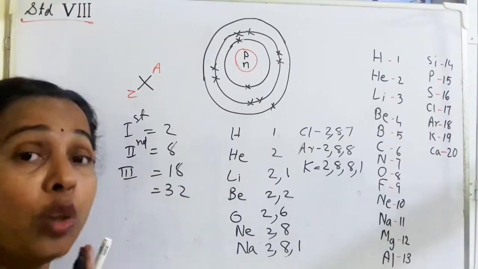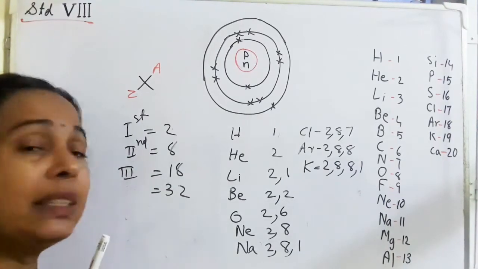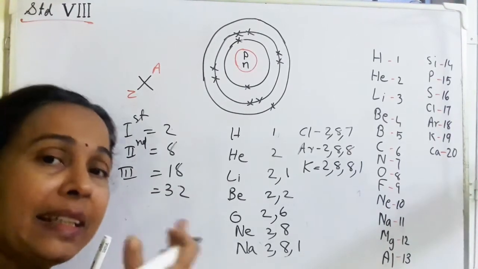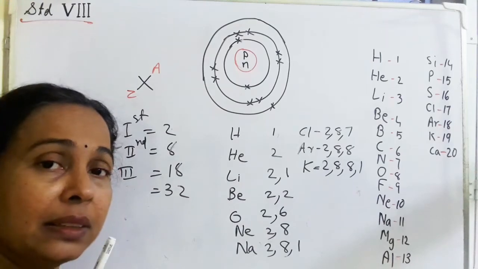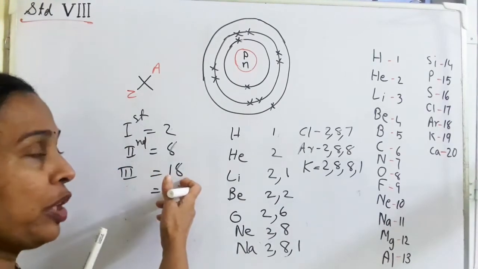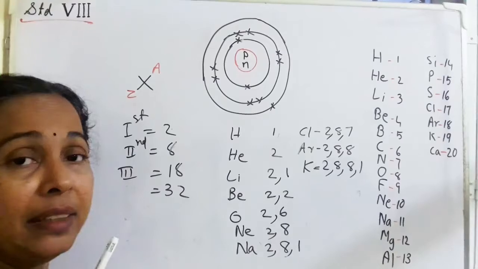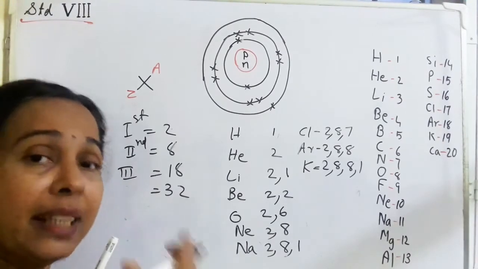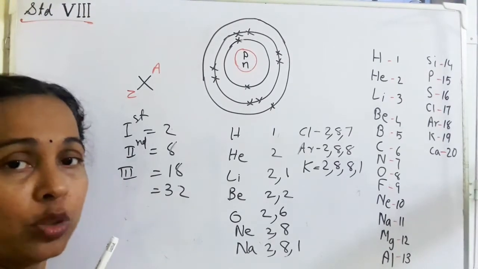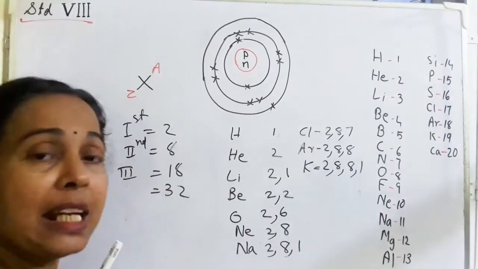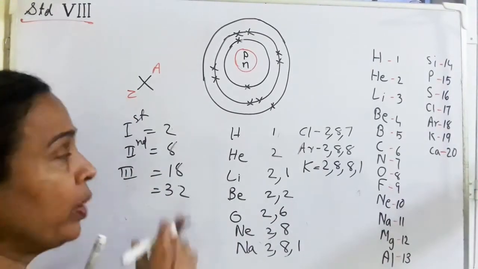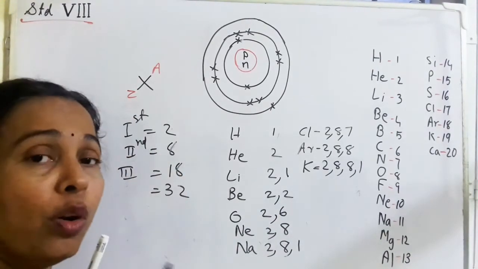Octet rule. It says should not be more than 8. The other one is saying the maximum electrons that can be accommodated is 18. According to the 2n square rule, the third shell can accommodate 18. It is not compulsory. It can accommodate a maximum of 18. That's all. So whenever there is a clash between the octet rule and the 2n square rule, we should follow the octet rule.